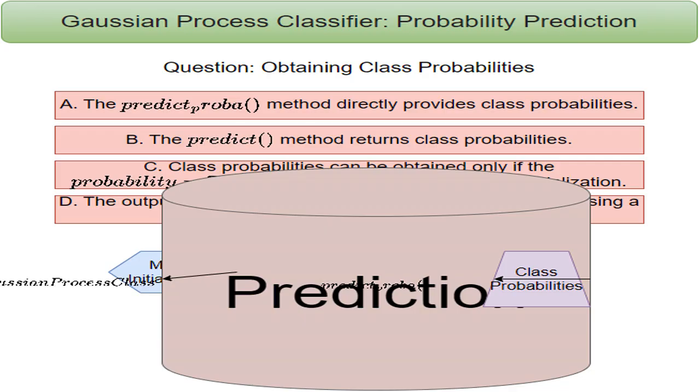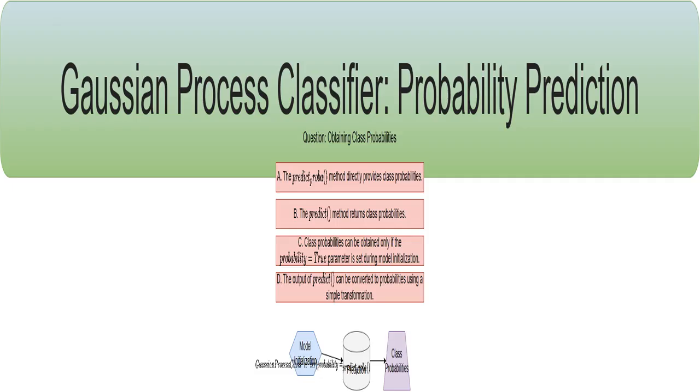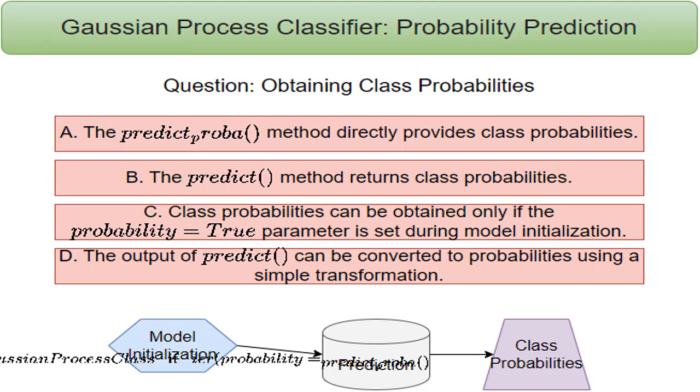Predicting these probabilities is essential in many applications. This quiz question tests your knowledge of how to get class probabilities from a Gaussian process classifier model. Remember, it's all about selecting the right functions and setting the appropriate parameters for your machine learning tasks. The core concept here revolves around the Gaussian process classifier, a powerful tool for probabilistic classification. The quiz focuses on whether you know how to use this tool to predict class probabilities. I will teach you to extract meaningful insights from your data.